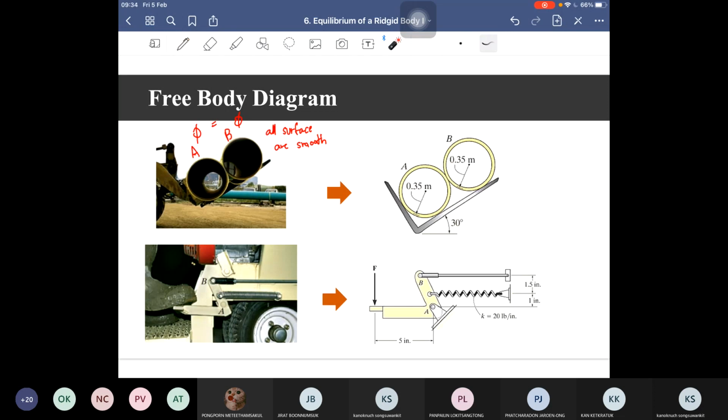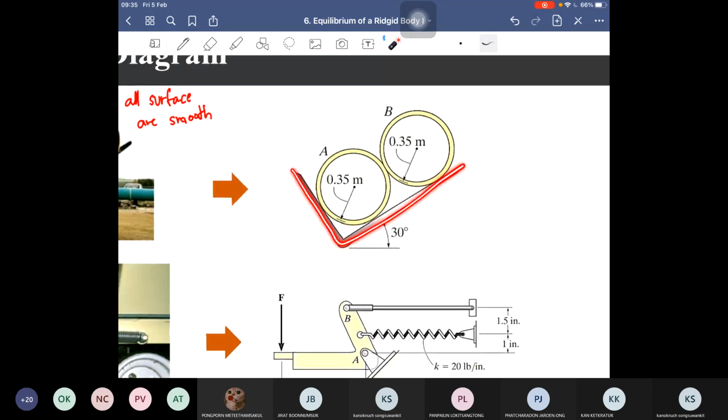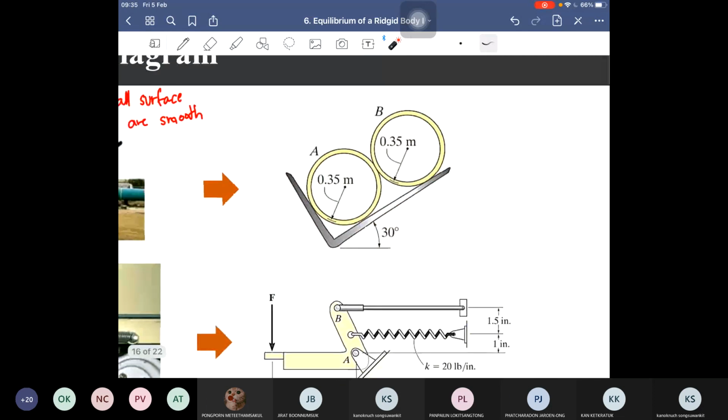In this system, the bodies that we want to consider are only the 2 pipes, A and B. So we just represent them with simple figures. We cut only the force and 2 pipes. Then now we have to consider each pipe. Let's start with A.